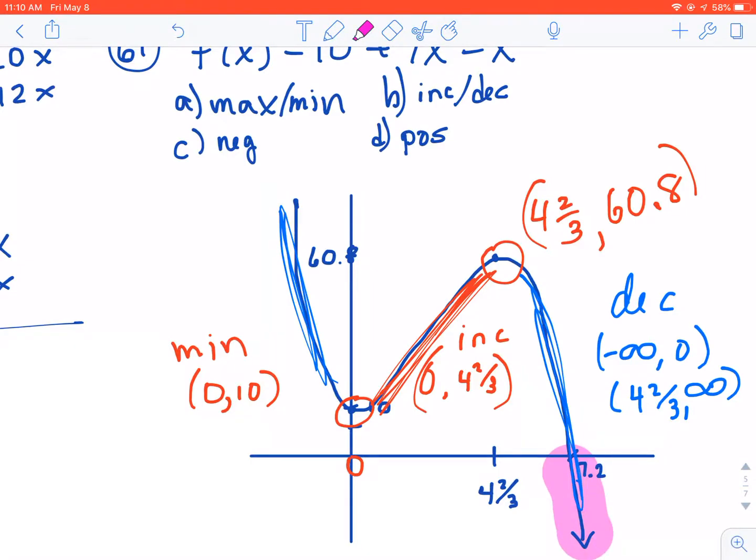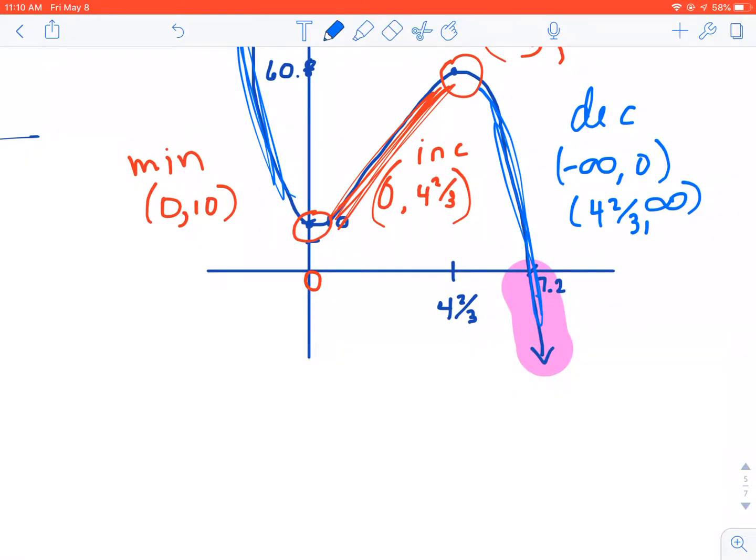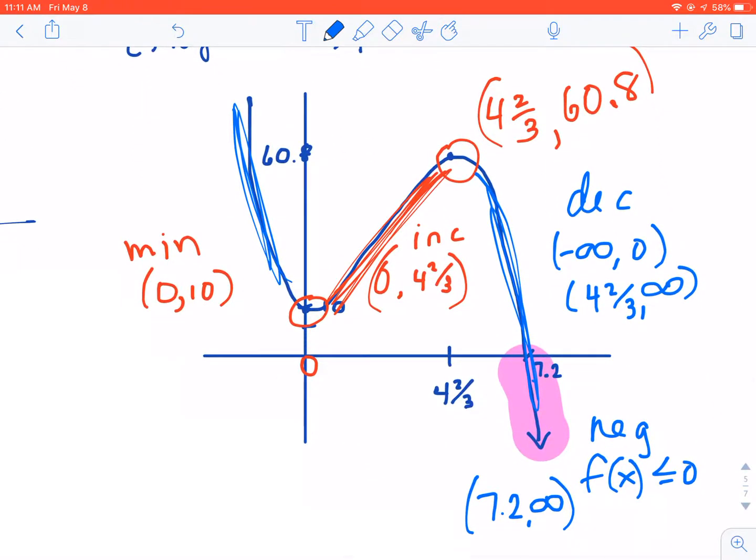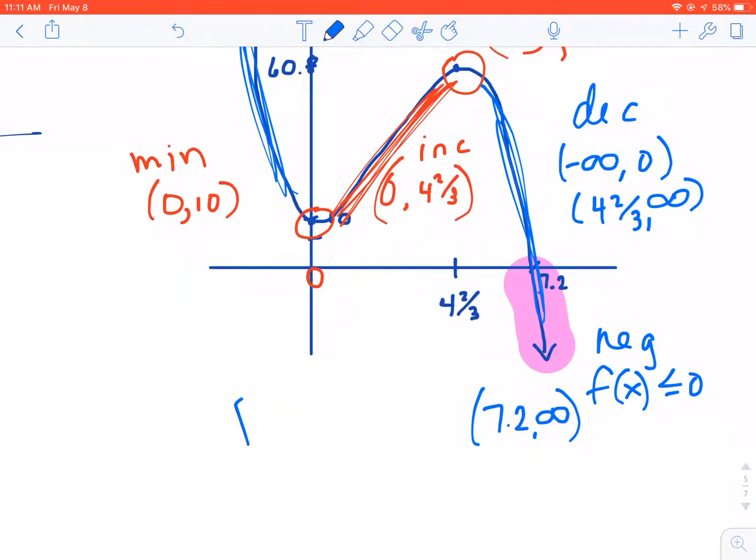The only place that's negative is here. And so negative, which is f of x less than or equal to 0, that's at 7.2, said the calculator, for that x value. So I'm going to say from 7.2 to infinity is where it's negative, and it's positive every place else. So positive would be from negative infinity to 7.2. Okay, that's when f of x is greater than or equal to 0.